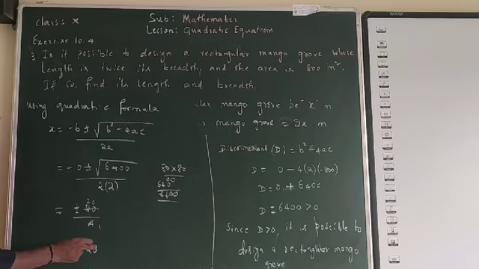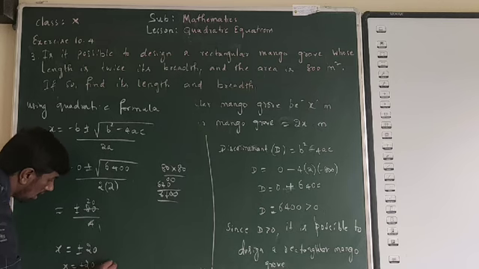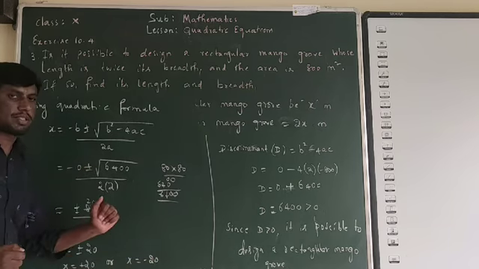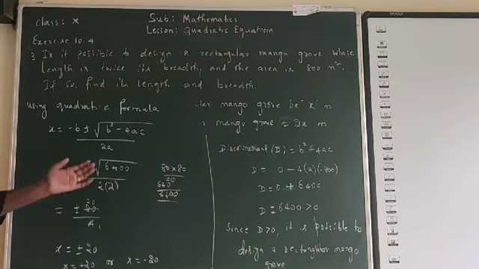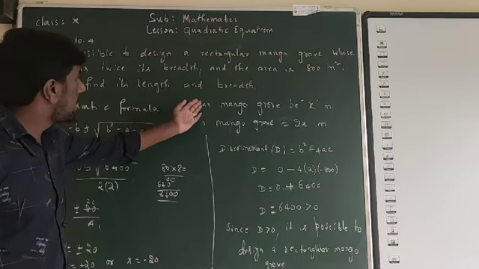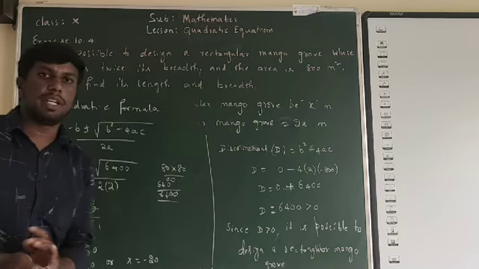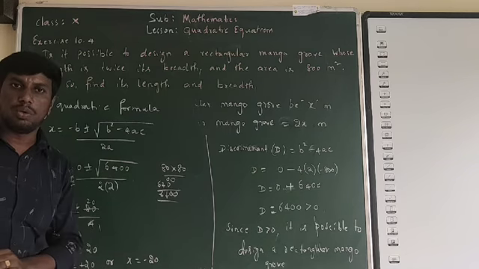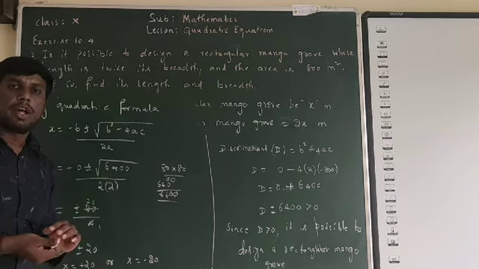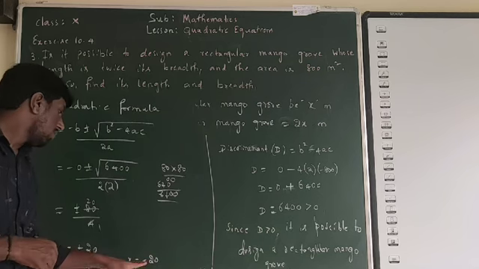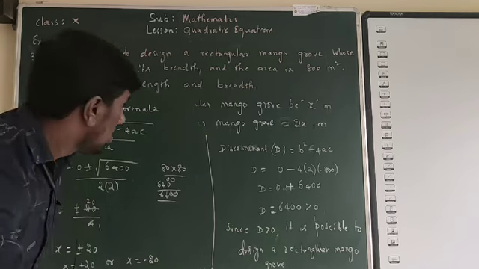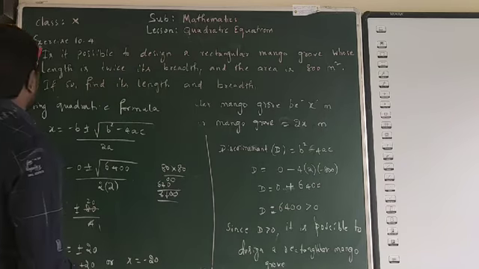Now there will be two possible values. That means x is equal to plus 20 or x is equal to minus 20. But what is x? We have taken initially, look at this, breadth of the rectangular mango grove be x meter. So that is breadth. Breadth cannot be a negative value. Therefore, x is equal to minus 20 is neglected. Okay, so that we can write that.